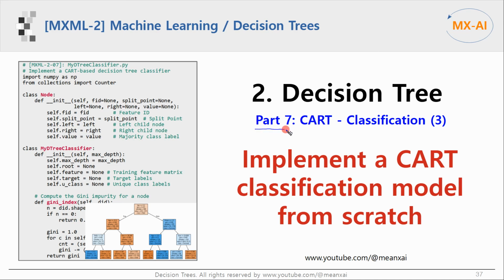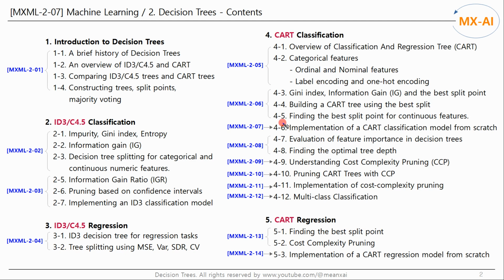This is part 7 of a series on decision trees. In this video, we will write code to build a CART classification tree. In the last video, we learned how to use the Gini index and information gain to find the best split point and build an optimal CART tree.